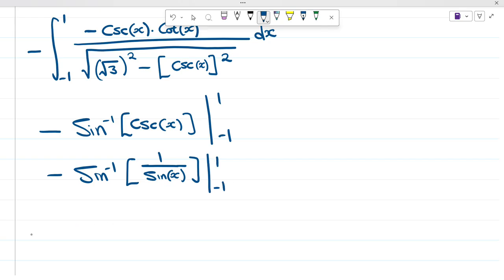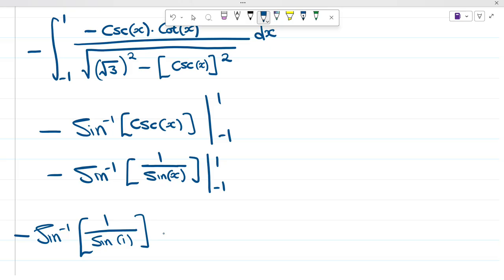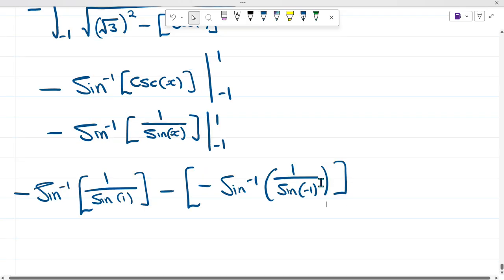Then from there, I'm going to substitute my limits. So this is going to be sine inverse of 1 over sine of 1, minus sine inverse of 1 over sine of negative 1. Then you close again. Then you punch it on your calculator, or if you have that brain, you can also just use your brain. We're not going to limit you. So yeah, let's punch everything on the calculator.